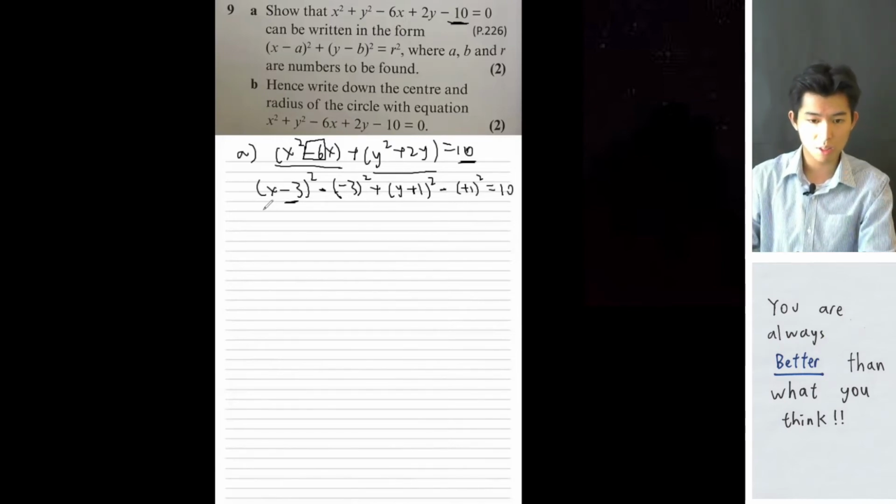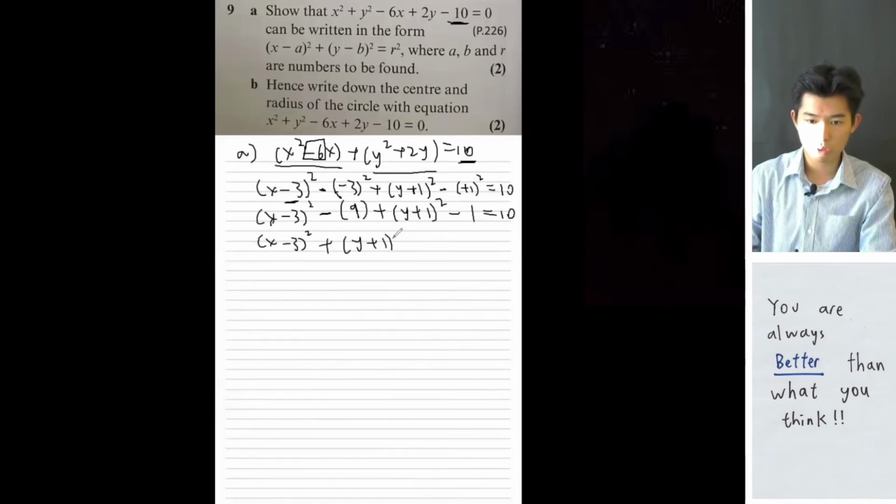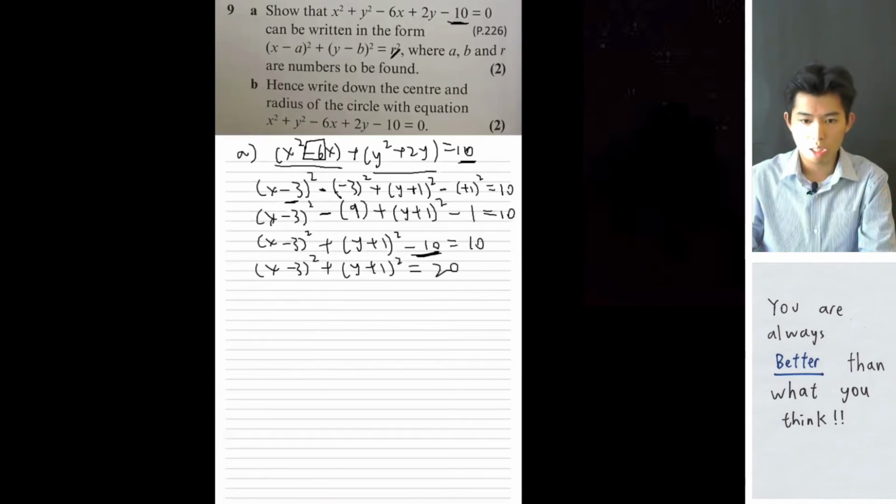So to clean this up, (x minus 3) squared minus 3 squared, which is 9, plus (y plus 1) squared minus 1 squared, which is 1, equals 10. So (x minus 3) squared plus (y plus 1) squared minus 9 minus 1, which is minus 10, equals 10. Just move this value to the right, so it equals 20. So we can write it into this form here.